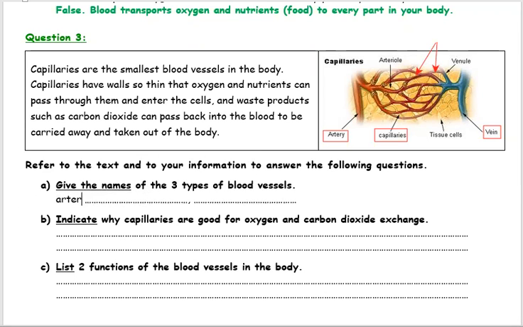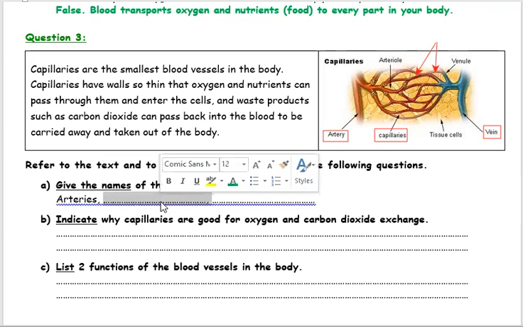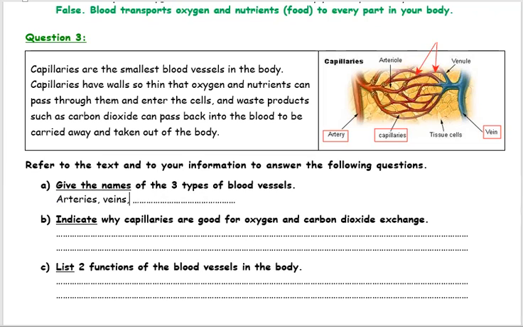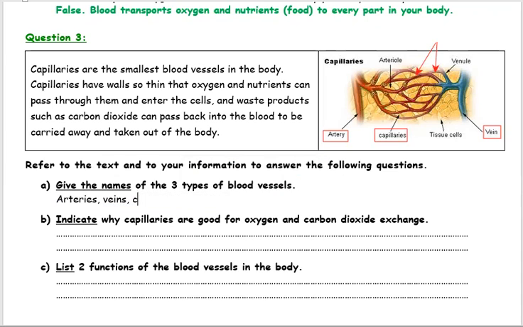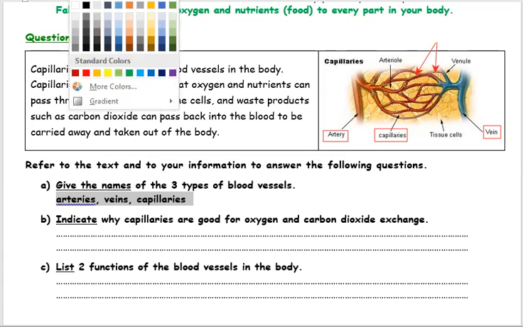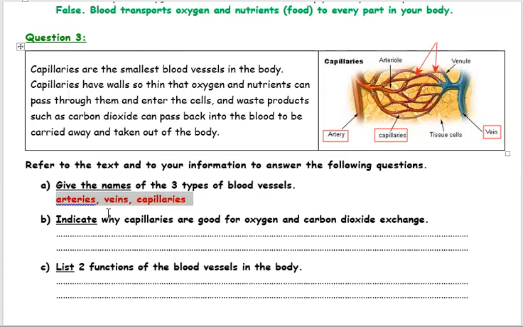Question number 1, what are the 3 types of blood vessels? We know that we have the arteries, the red blood vessels, carrying the beautiful blood rich in oxygen and nutrients. Also, we have the veins, the blood vessels colored in blue, and in this text, we discovered the capillaries. Arteries, veins, and capillaries are the 3 types of blood vessels.